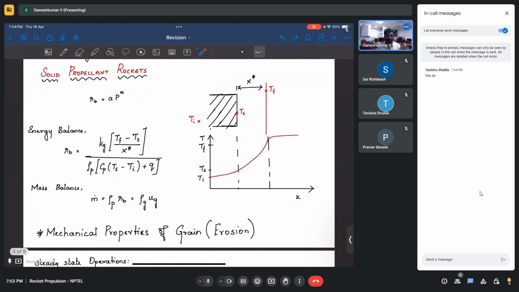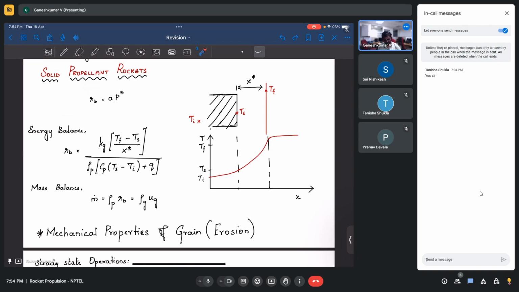Then we entered the propellants and the chemical reactions happening, and there are two ways it can happen: either you can use a solid propellant rocket or a liquid propellant rocket. In the solid propellant rocket, it burns based on the burning rate law. For different pressures they measure the burning rate and plot it, and for each propellant they give you the burning rate. You can use it in your rocket analysis, or design your rocket based on this.